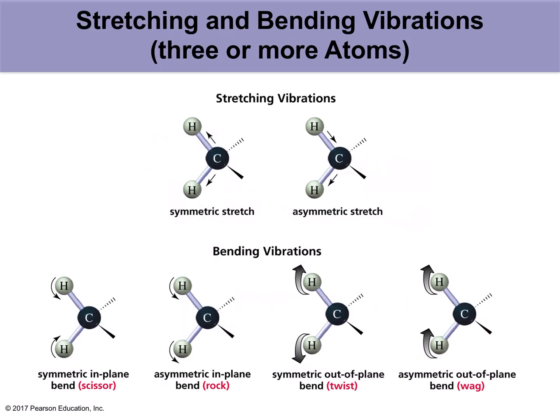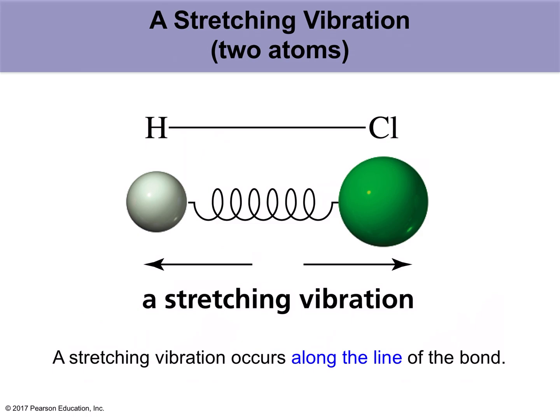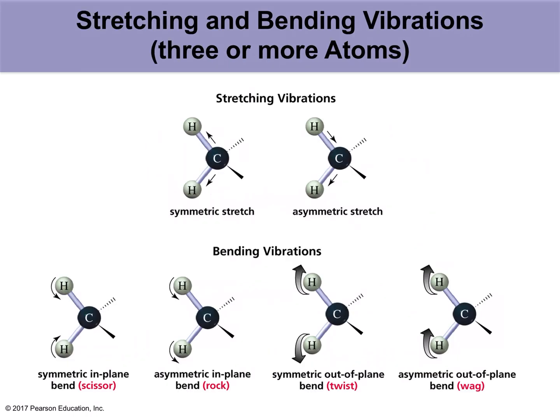And not only stretching, we can also observe bending vibrations when you have 3 or more atoms. Now this one had only 2 atoms, only stretching, but when you have 3 or more atoms, you can observe stretching and bending both. Now these are stretching vibration modes. Symmetric stretch would be the 2 bonds would stretch like this. Asymmetric stretch would be hydrogen-carbon bond would stretch along this way, and this carbon-hydrogen bond would stretch along this way. That's an asymmetric stretch. And then these are the types of bending vibrations.